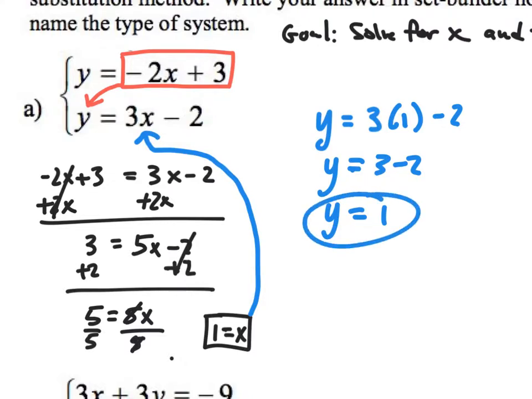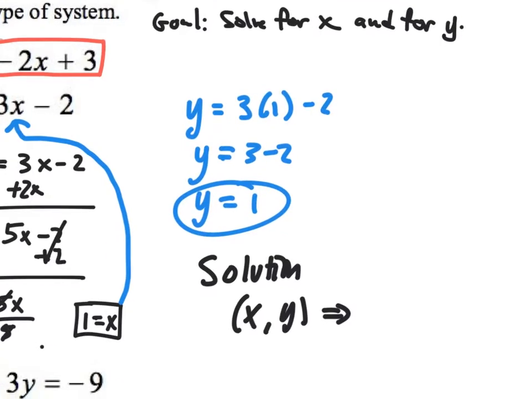So those are my values: x is equal to 1, y is equal to 1. I'm going to write my solution as a coordinate point because that's what we're finding. The solution is in the form of x, y. Plug those values in. So our solution is just going to be the point (1, 1). And that's it.